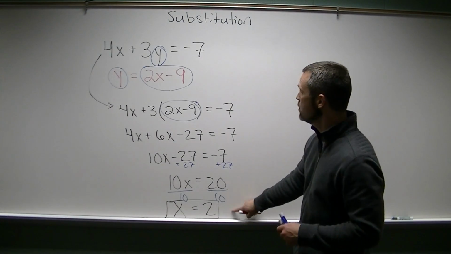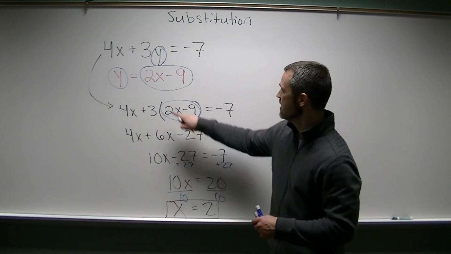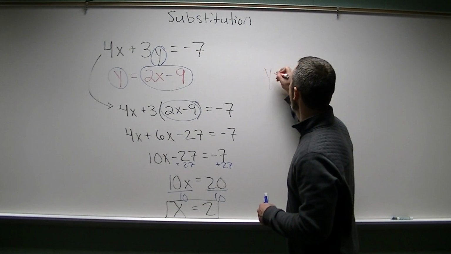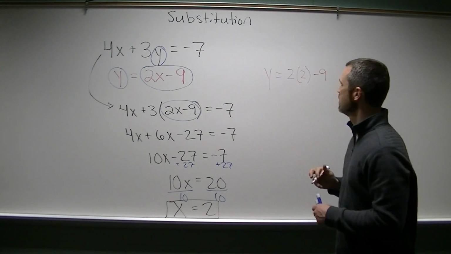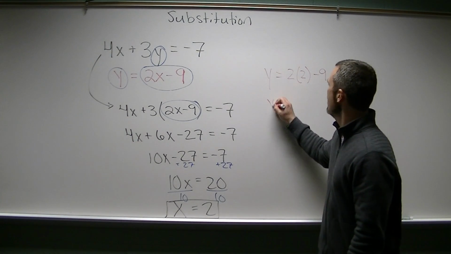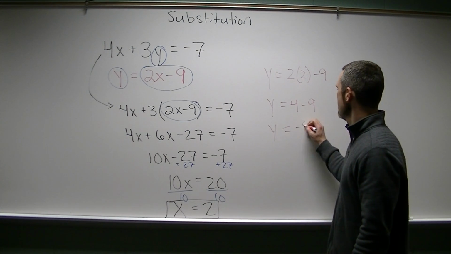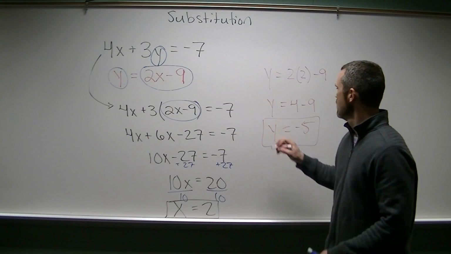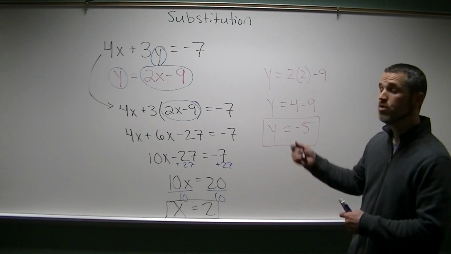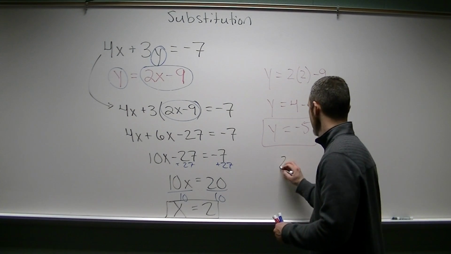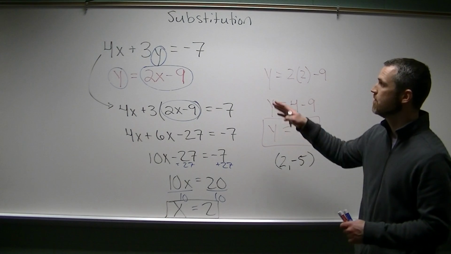So I'm going to plug 2 in for x there, substituting. Same thing here, because 2 is the same thing as x, substituting it in. So I get y equals 2 multiplied by 2, subtract 9. So I'm going to have y equals 4 subtract 9, or y equals negative 5. So really then, this tells me that the point (2, negative 5) is my solution to this system of equations. x equals 2, y equals negative 5 is my solution.